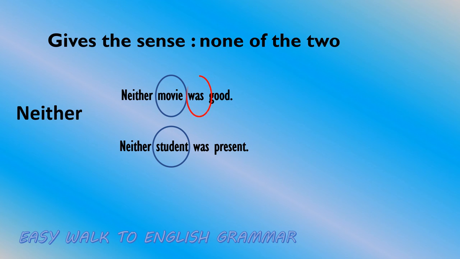Likewise, we can only use the singular form of the verb. Here we used was, which is the past tense singular form of the verb be. In the second sentence also, we used was once again, the past tense singular form of be.